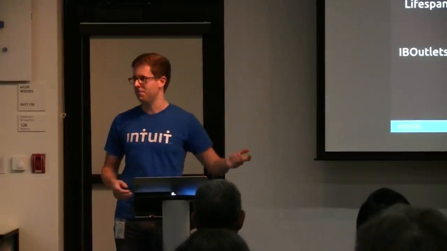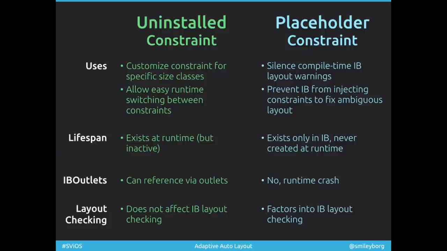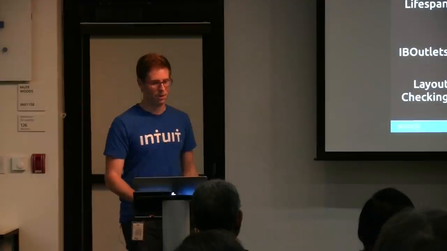You might get these confused and then you're gonna have a crash at runtime when that nib or storyboard tries to load. So, finally, layout checking. Uninstalled constraints don't affect Interface Builder layout checking, but the placeholder constraints do. Of course, that's the point of placeholder constraints, is to silence IB's layout checking. But uninstalled constraints are ignored by Interface Builder until they're installed, either for a specific size class or maybe never at compile. So hopefully that makes sense.